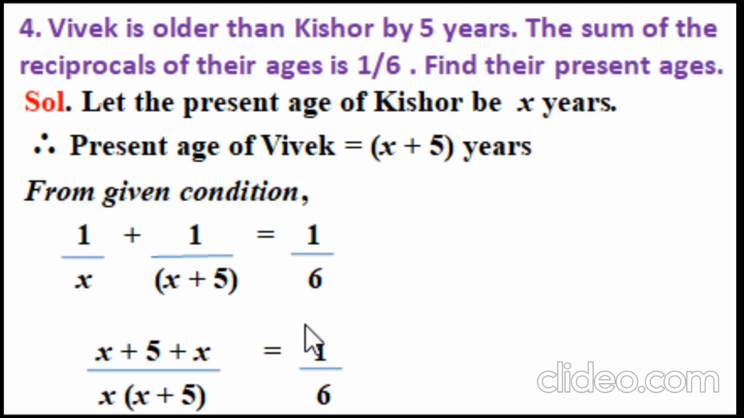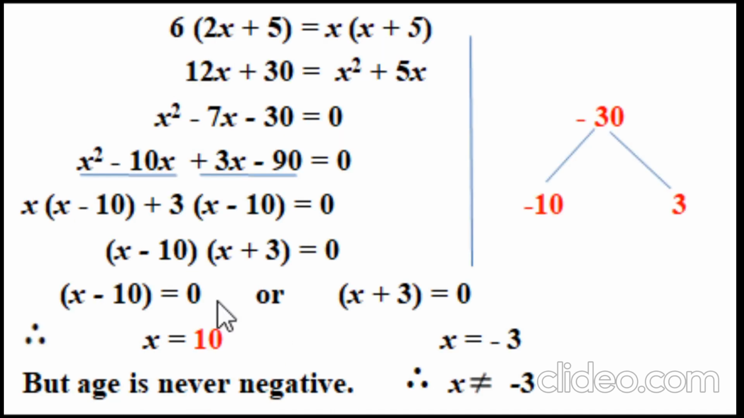Then we have to cross multiply it. We get 6 into 2x plus 5 is equal to x into x plus 5. 6 2s are 12, 6 5s are 30, x into x is x square, x 5s are x into 5, 5x. Then by rearranging this, we get x square minus 7x minus 30 is equal to 0.